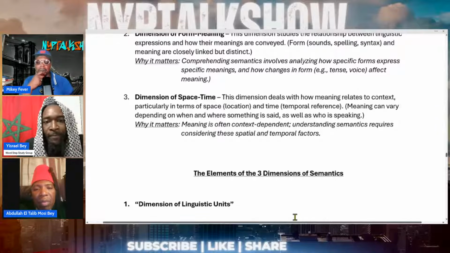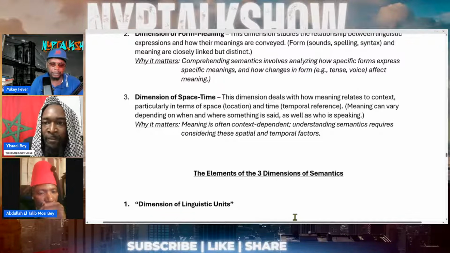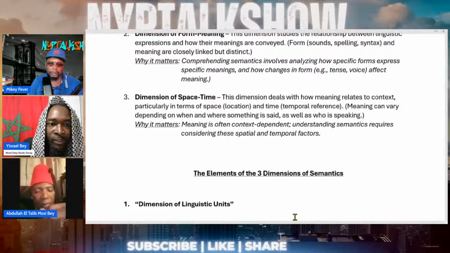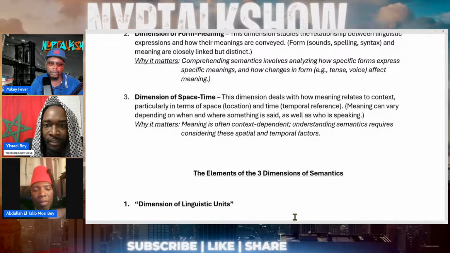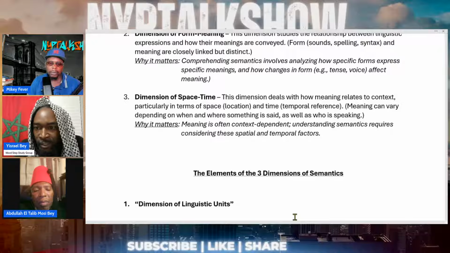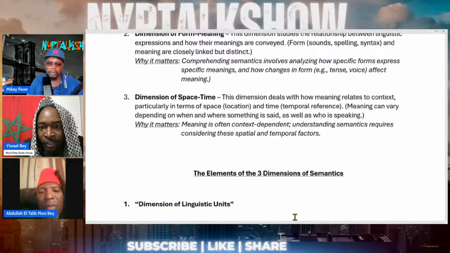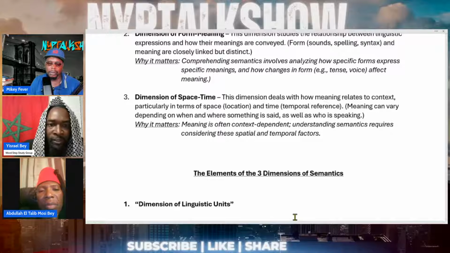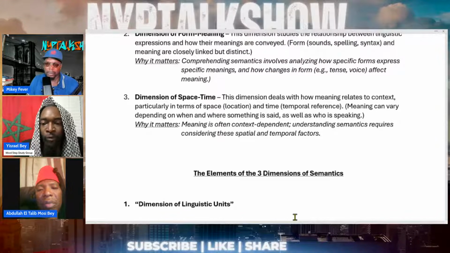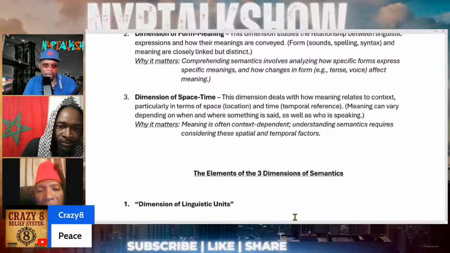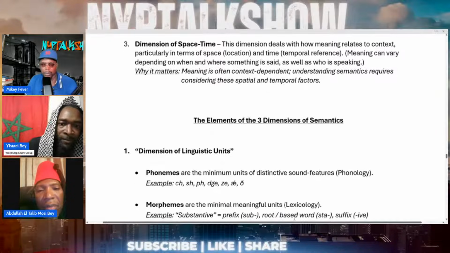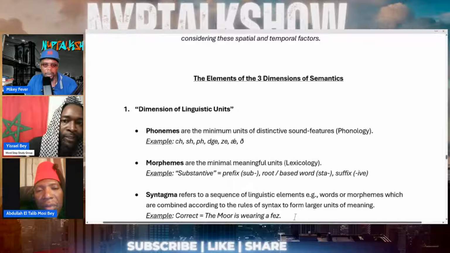Dimension of space-time. This dimension deals with how meaning relates to context, particularly in terms of space, location, and time, temporal reference. Meaning can vary depending on when and where something is said, as well as who is speaking. Why it matters. Meaning is often context dependent. Understanding semantics requires considering these spatial and temporal factors.